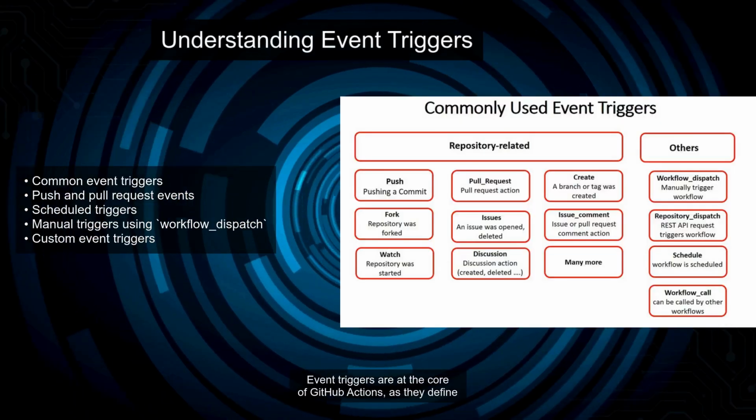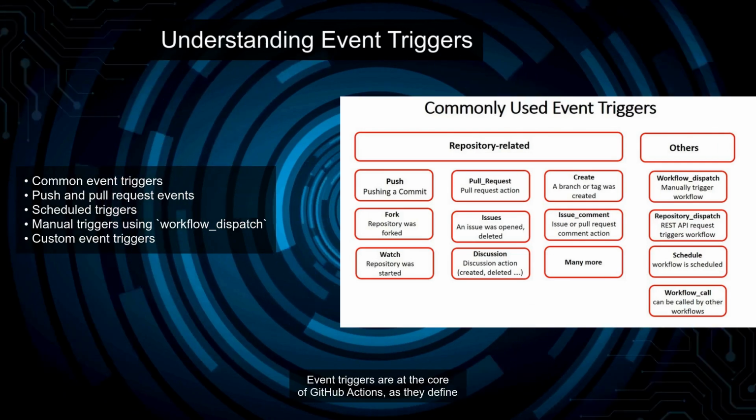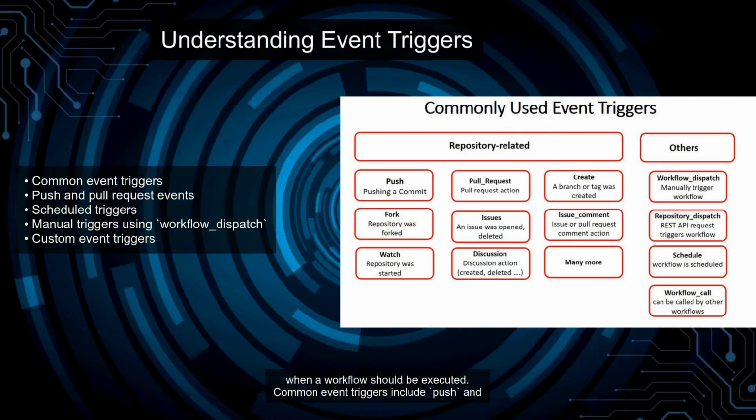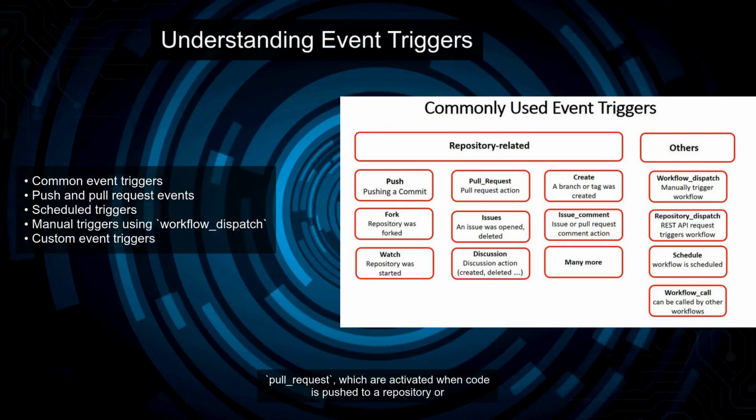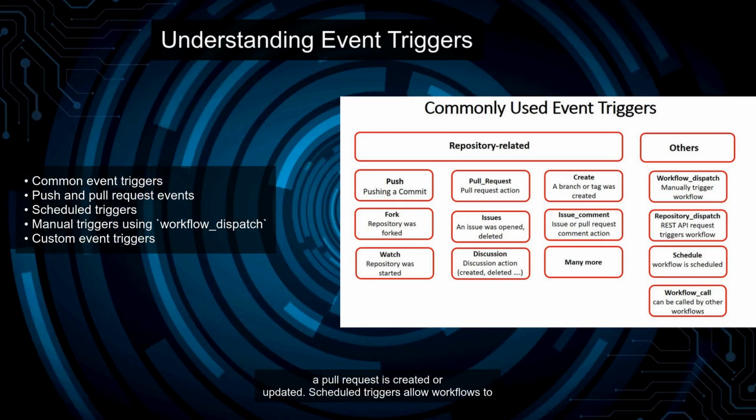Event triggers are at the core of GitHub Actions, as they define when a workflow should be executed. Common event triggers include push and pull_request, which are activated when code is pushed to a repository or a pull request is created or updated.